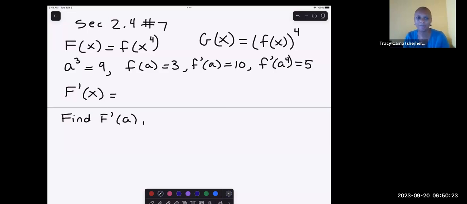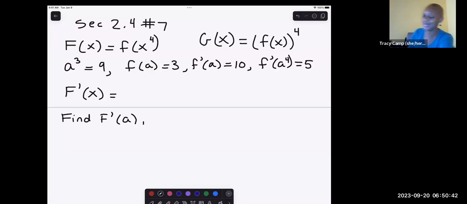Just like the problem that we did that had sine in it, we found the derivative of sine of x cubed first, and then we plugged the 1 in. So we'll do the same thing here. I'm going to first find big F prime of x and then plug in my a.